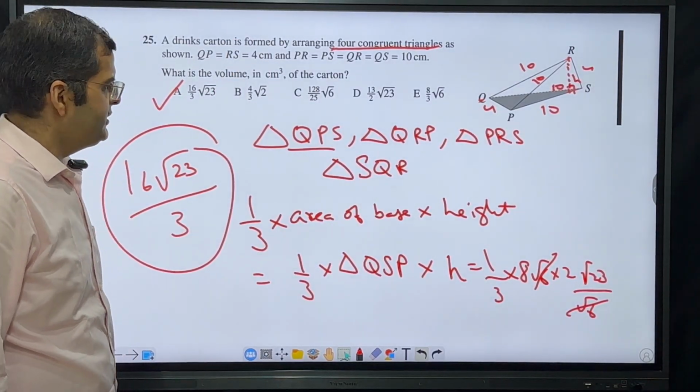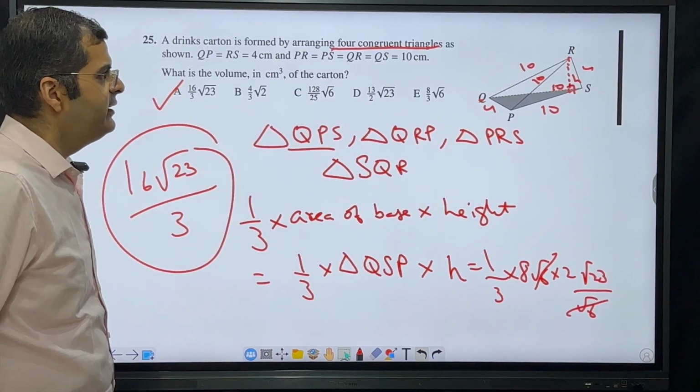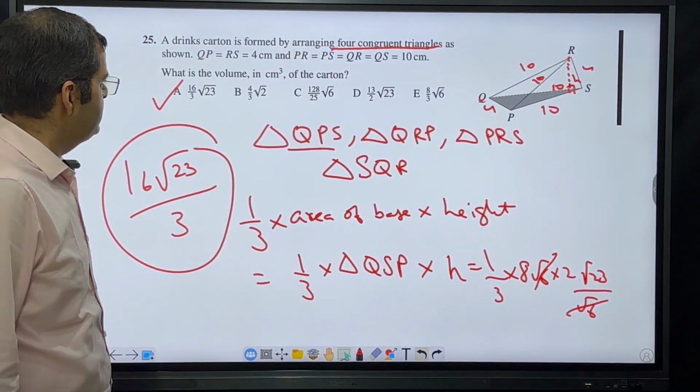So this was quite a challenging question. You need to understand the 3D figure completely and then you can come up with the answer. Alright.